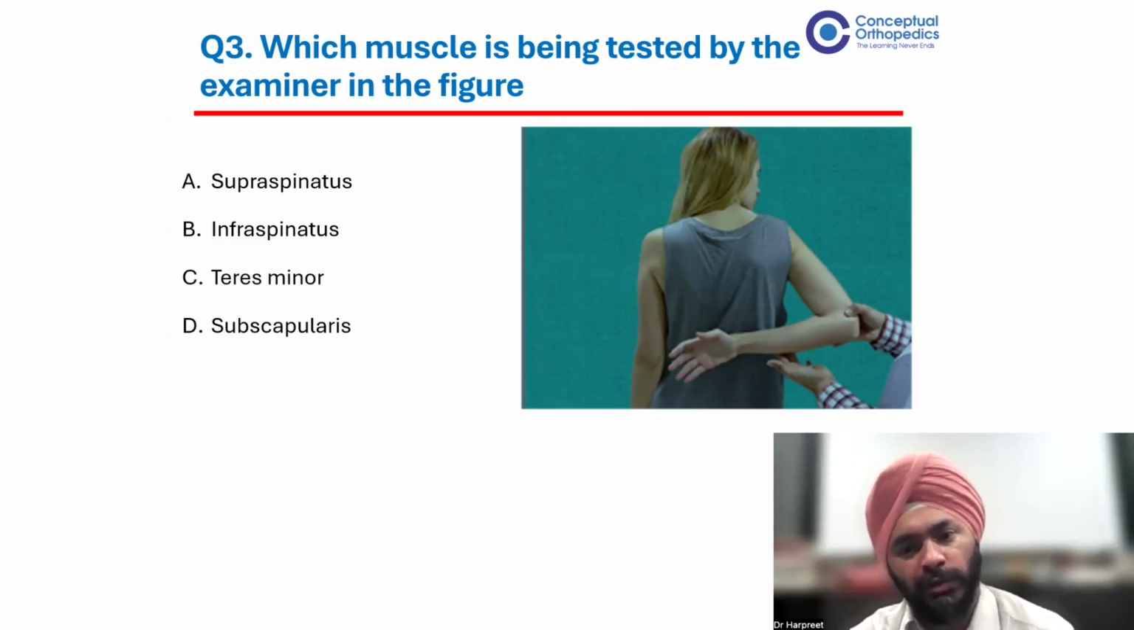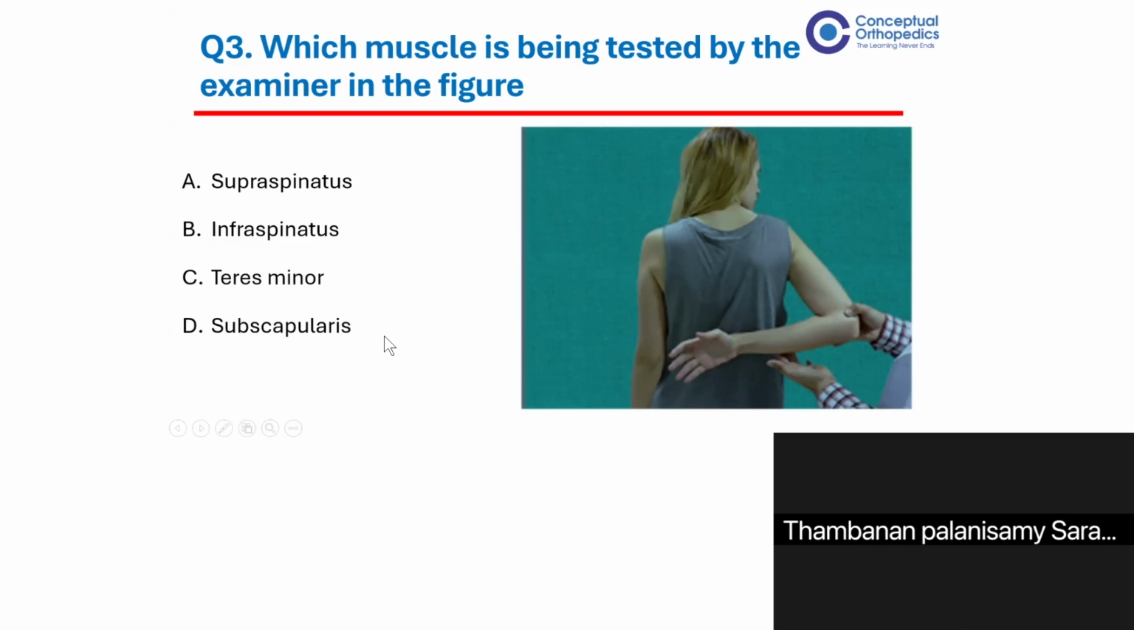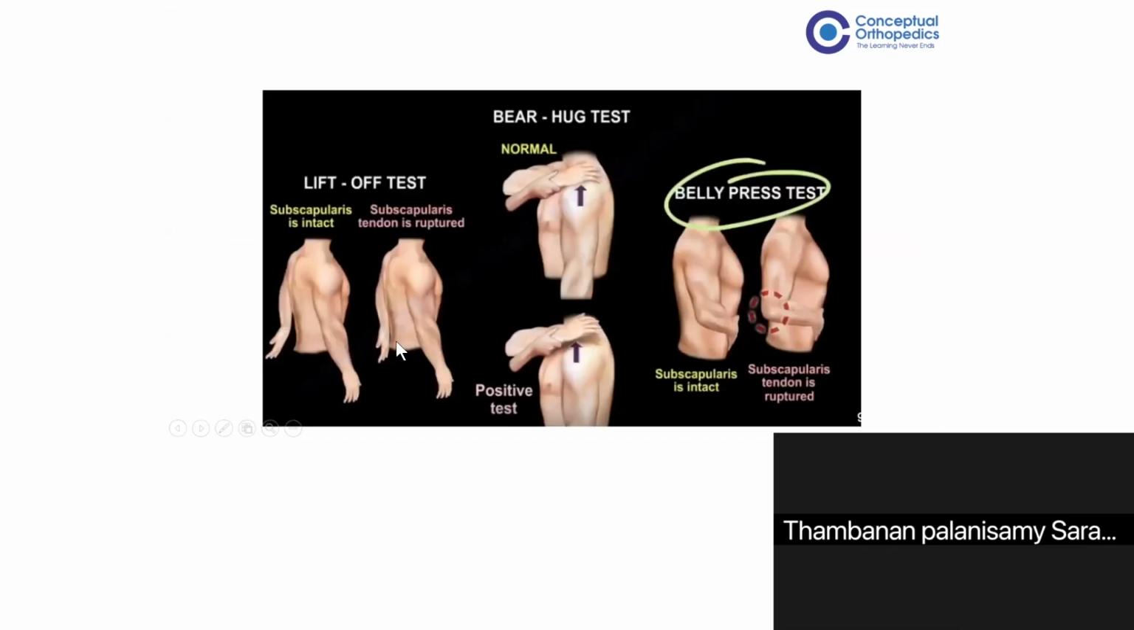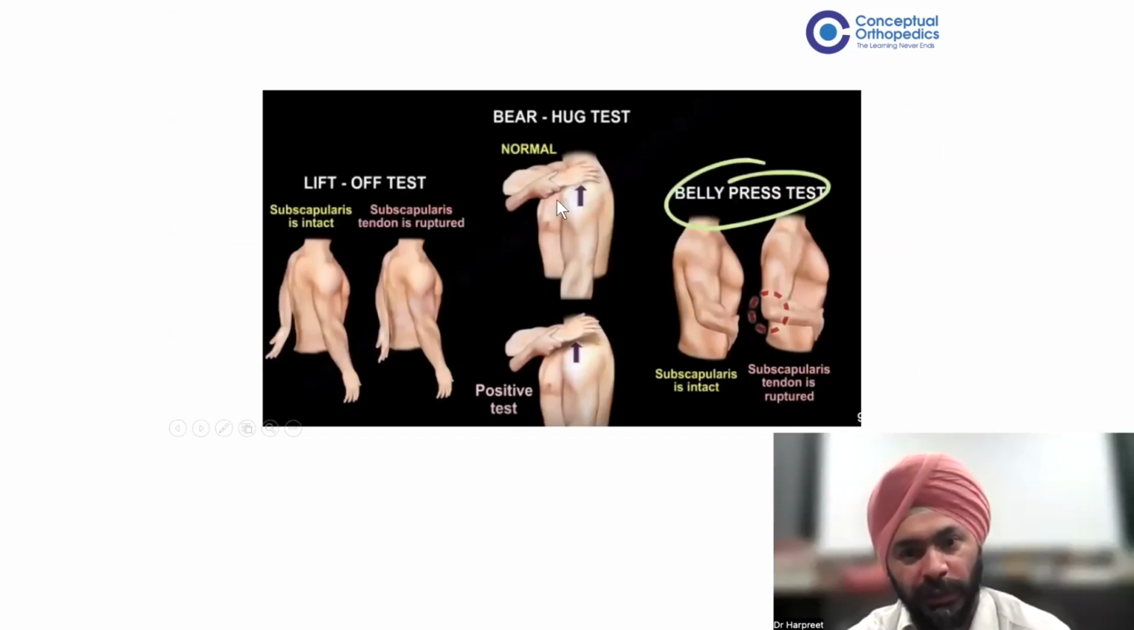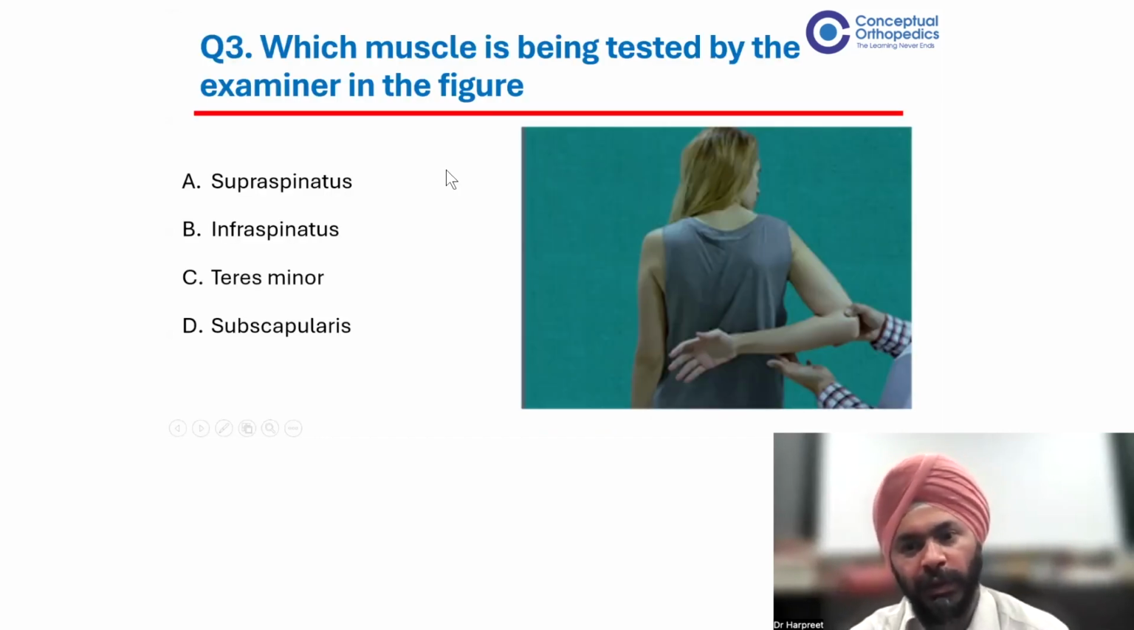For subscapularis, the two most common tests are your lift-off test and the belly press test. The newest test which was described is the bear hug test. So this is the lift-off being tested. There's a bear hug test and there is a belly press test. This is clearly your lift-off being tested.